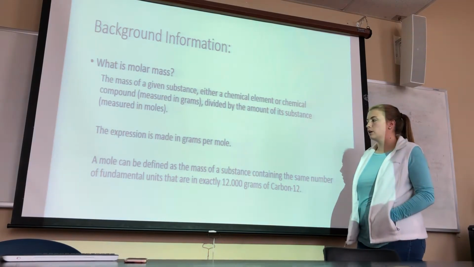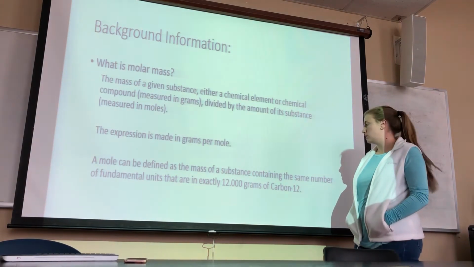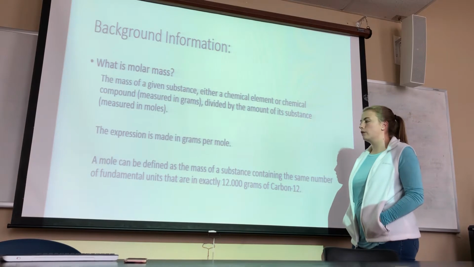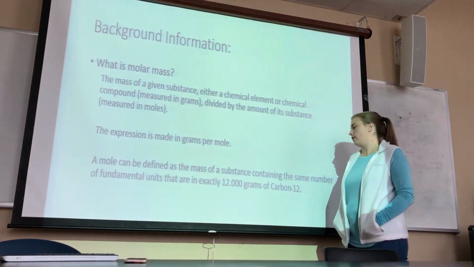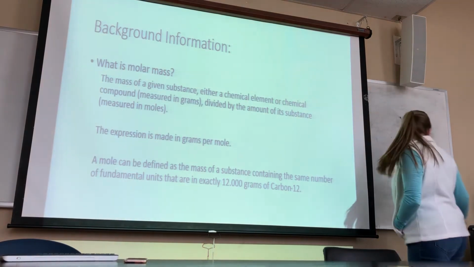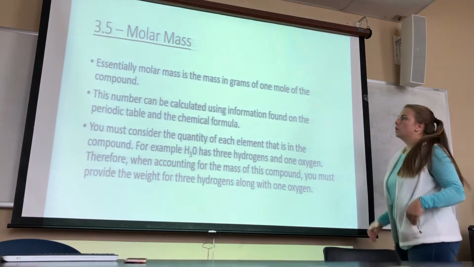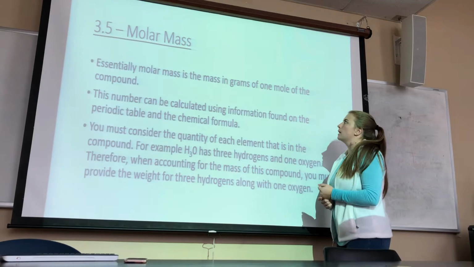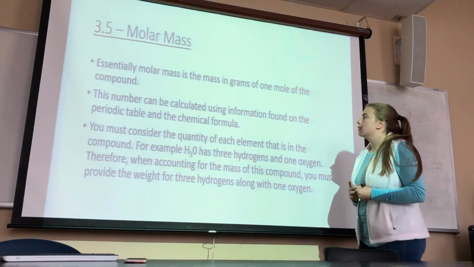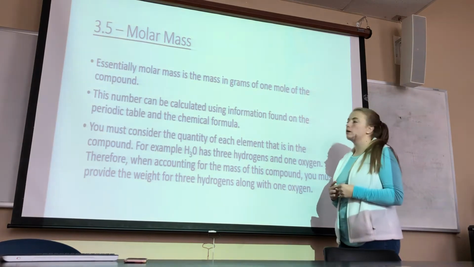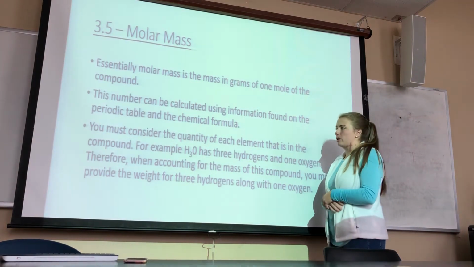A mole itself can be defined as the amount of a substance containing the same number of fundamental units that are in exactly 12.000 grams of carbon-12. So essentially, molar mass is the mass in grams of 1 mole of the compound. This number can be calculated using information found on the periodic table and in the chemical formula.